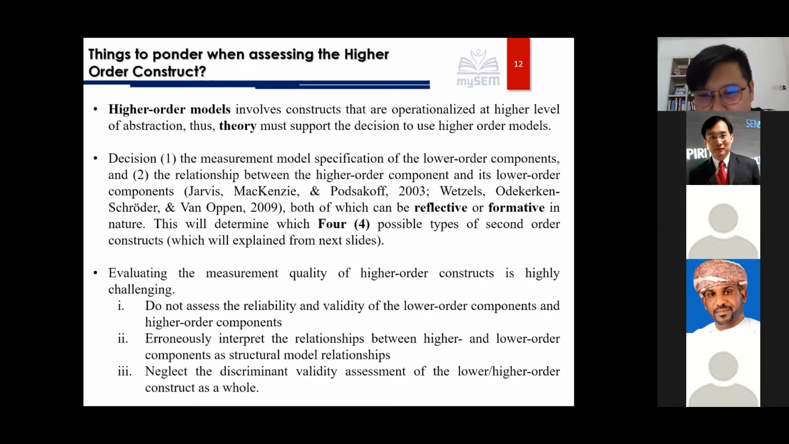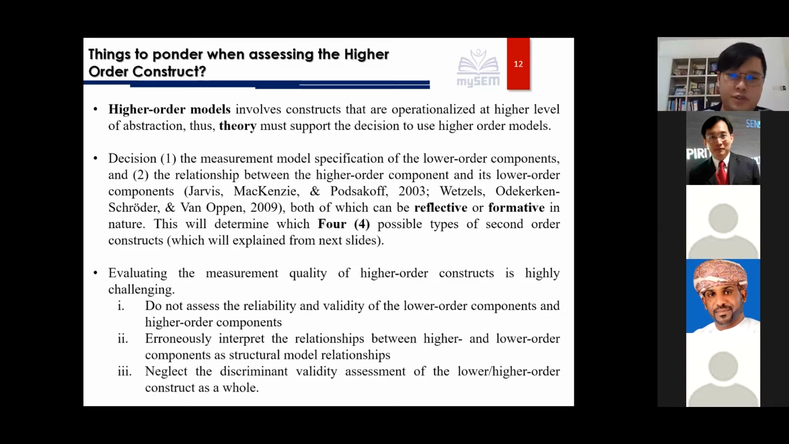Because it involves constructs that are operationalized at a higher level of abstraction. But again, sometimes when you do a second order construct, you must think twice, because the theory must support the decision to use higher order models. Why must the theory support? You cannot simply form a second order because you think so, you said so, or maybe the literature is not complete. When you look into certain articles and journals, the literature seems to be incomplete, and because of incomplete information, you simply perform a higher order model because you could say that this could be your contribution. My answer to you is a no-no situation.